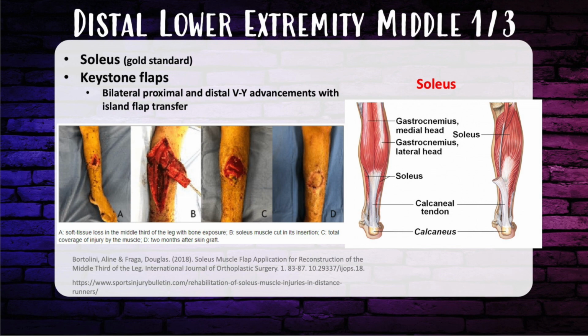The pedicle, when it's considered from the proximal base, can come from two different places. Laterally, it's from the peroneal artery, and medially, it's from the posterior tibial artery. So keystone flaps can also be used for this region. These are bilateral proximal and distal V-to-Y advancements with island flap transfer.